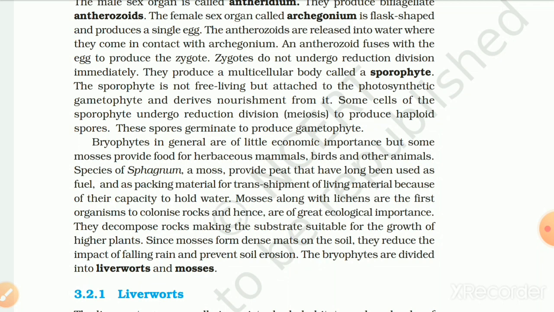Mosses, along with lichens, are the first to colonize the rocks and hence are of great ecological importance. They decompose rocks, making the substrate soft for the growth of higher plants. Since mosses form a dense mat on the soil, they reduce the impact of falling rain and prevent soil erosion. The bryophytes are divided into liverworts and mosses.